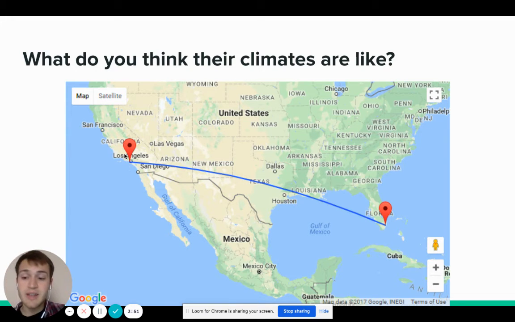Los Angeles, California, on the other hand, is probably hot and dry. It's in a more arid part of the United States, which just means dry. There are lots of deserts in this region. And there is not a lot of precipitation coming off the Pacific Ocean. And as we know, California is experiencing a drought right now, which means that for the past few years they have not had water, they've not had rain. It is pretty hot and dry.